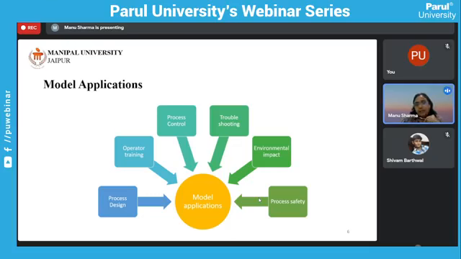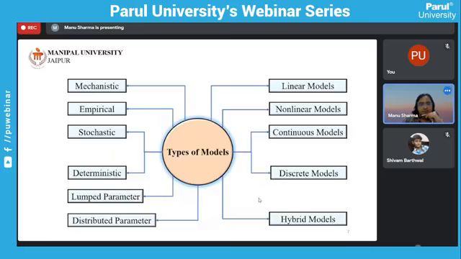Troubleshooting: what if anything goes wrong? Immediately we can use our mathematical model and look into where the problem is and how it can be removed. Environmental impact, like the emissions and all those things, we can calculate. And last, but not the least, very much important in the chemical industry, is process safety. So mathematical models are also employed there to ensure process safety.